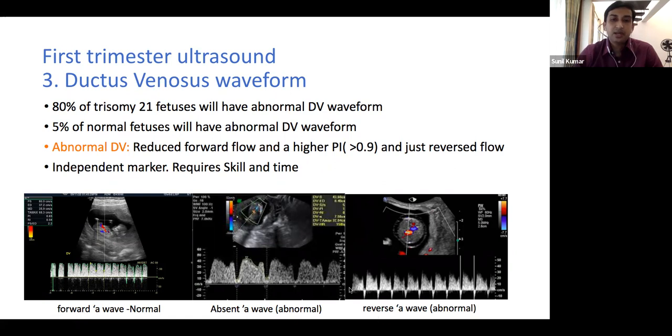And why this DV would be abnormal is that the DV is directly connected to the right atrium. So in Down's babies or in any chromosomal babies, if they have heart defects, then there will be abnormal waveform velocities, and those pulsations will be transferred to the ductus venosus. That's how the waveform also changes. It should be remembered that the ductus venosus waveform is an independent marker and it requires skill and time for assessment. An experienced sonographer can pick up the good waveform.